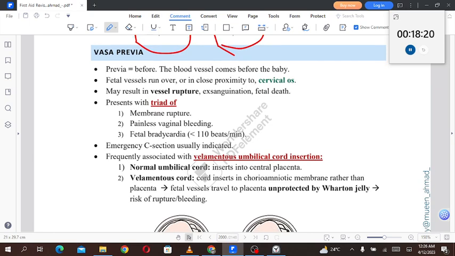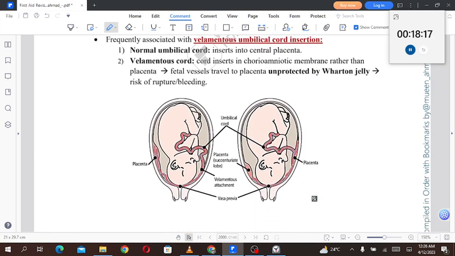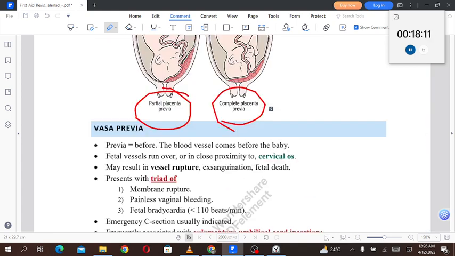So now let's see the picture of that firstly. Here you can see that the umbilical cord or the blood vessels are present on the cervical os, and these are called vasa previa. Previa means before, and the blood vessels come before the baby.